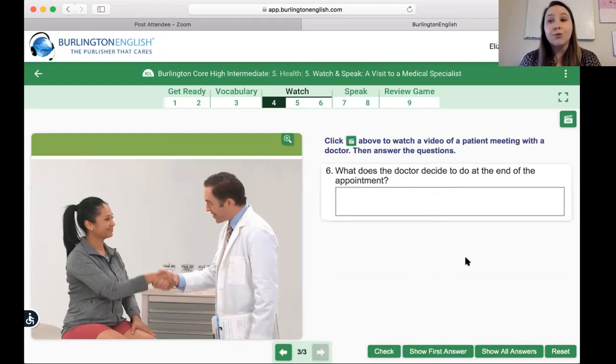And again, if you need to rewatch the video, no problem. What does the doctor decide to do at the end of the appointment? He says they need more tests. Specifically, he says he wants to get an x-ray so he can see inside, so he can look at the bones and see what's wrong with her knee. Is it broken? Is it fractured? What's the problem?